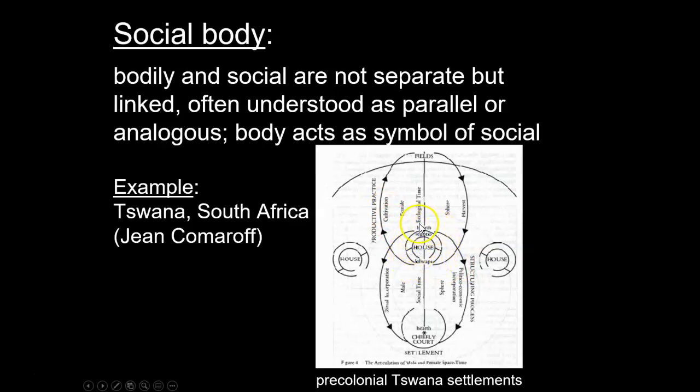The back of the house is here, leading off into the fields. The front of the house is here, leading into the center of town, so to speak, right, or the center of the village. And what she says is this was understood as sort of a body and also a set of spheres that had to do with things like domestic versus public activities, and male versus female spheres of activity.